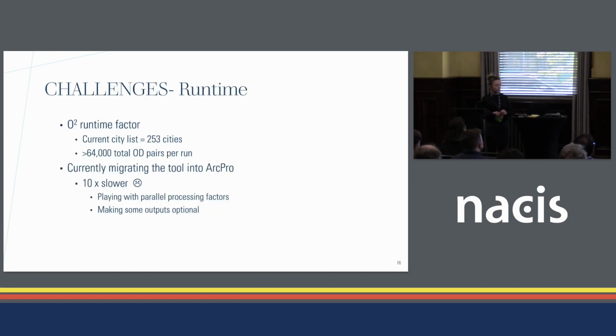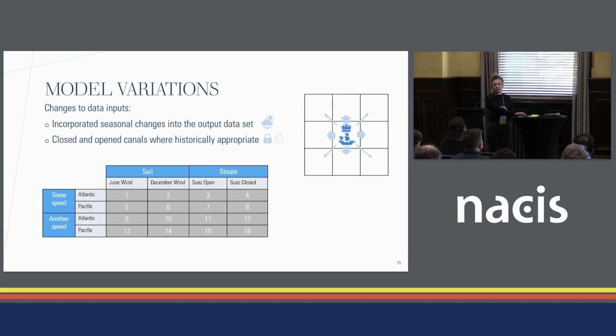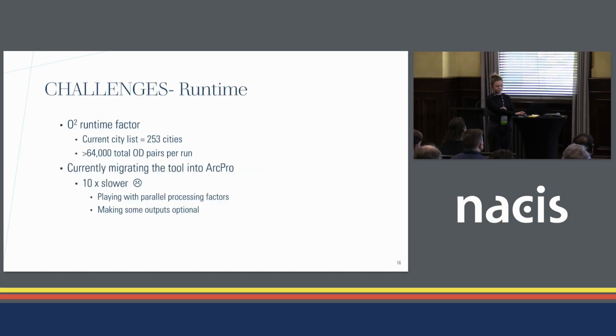Because we have an O-squared runtime factor, which means that for every city we add, it increases the runtime of our model exponentially. So since we have 253 cities, the number of total origin destination pairs we have is 253 squared, or over 64,000 origin destinations generated for each run of the model. And to reiterate, we have over 16 runs of the model in order to be complete.